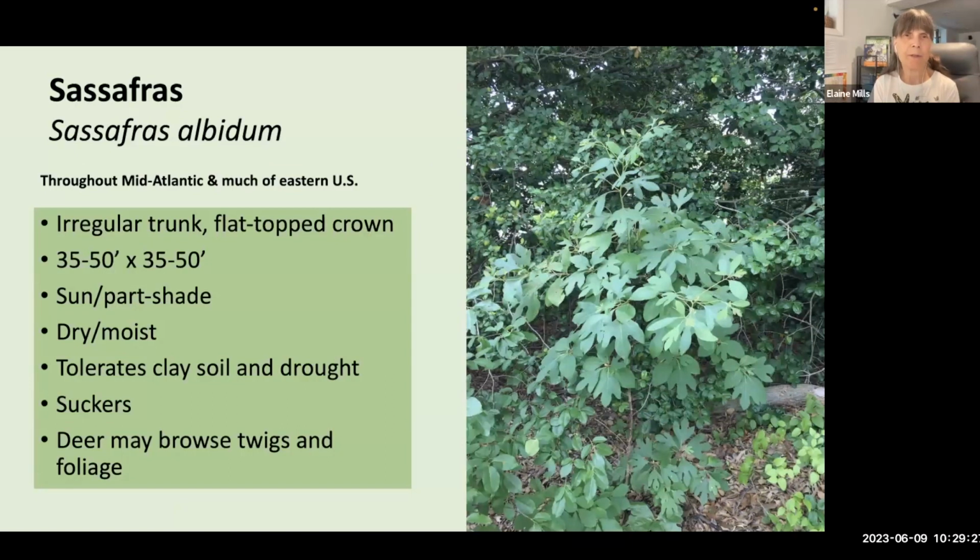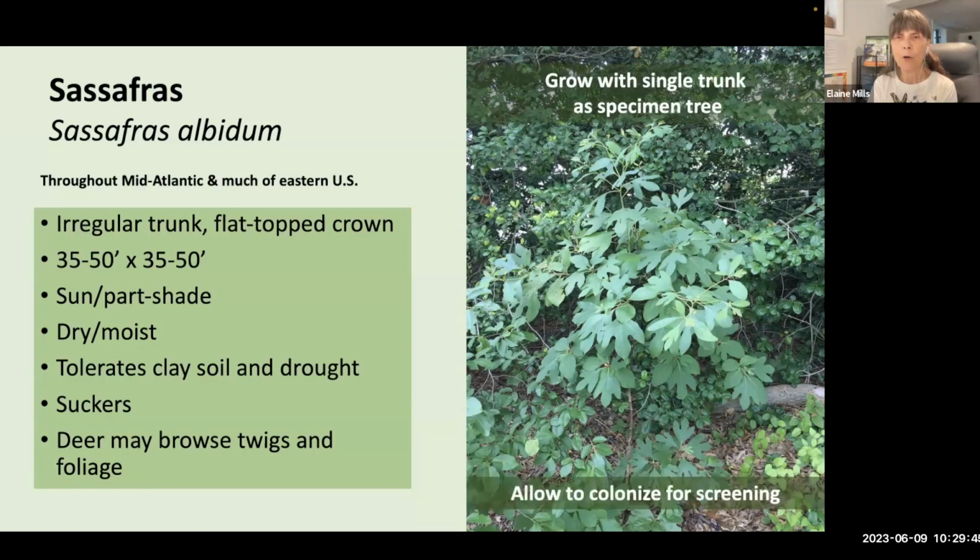Sassafras albidum has an irregular trunk and a flat-topped crown, and it is probably the tallest of the understory species I'm describing. It grows in sun to part shade. You can grow it either as a single trunk tree, a specimen tree, or you can allow it to colonize for screening.